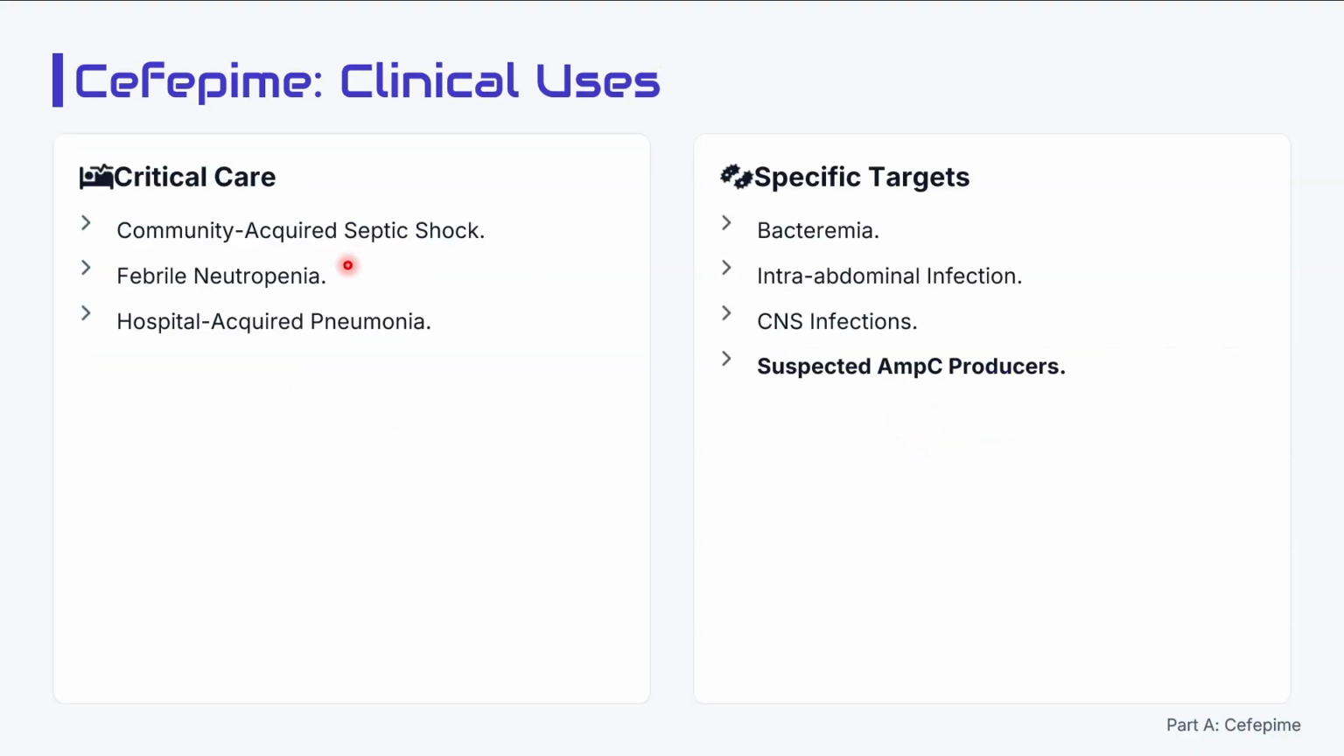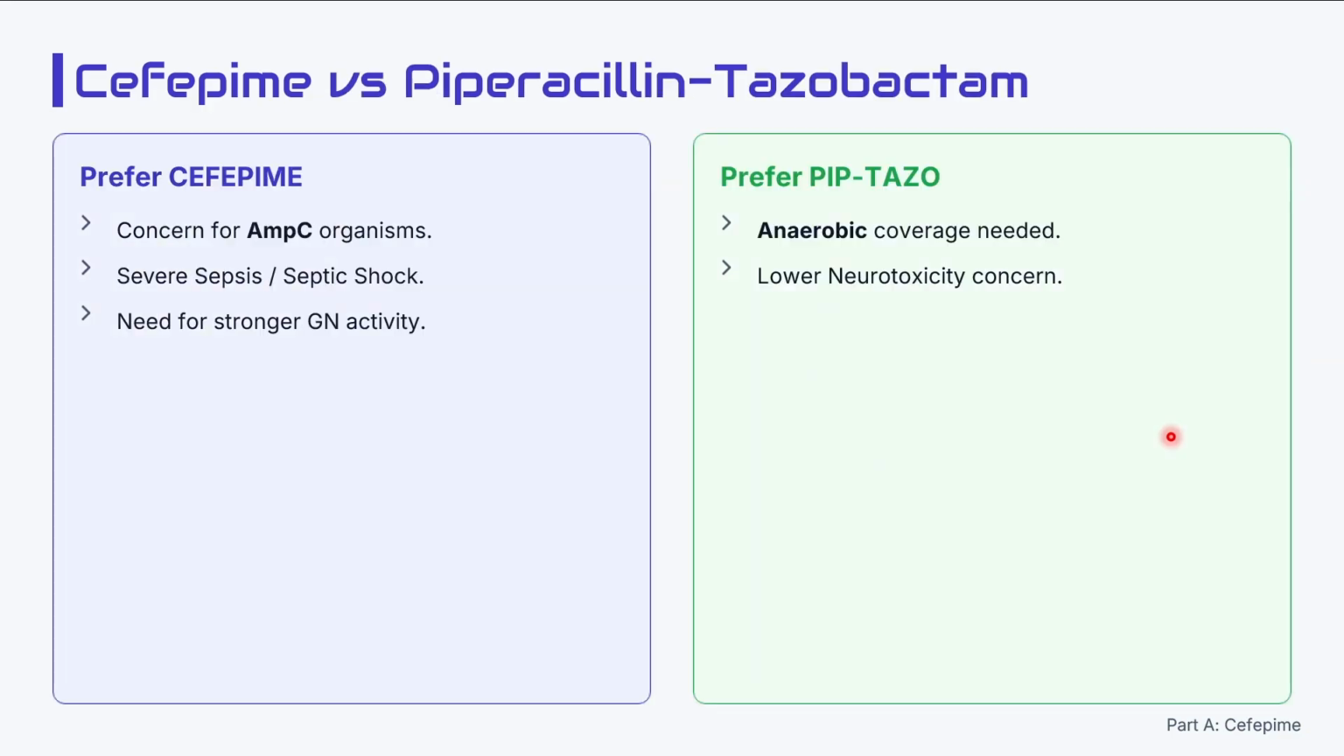Cefepime clinical use is mainly community-acquired septic shock, febrile neutropenia, and hospital-acquired pneumonia. It specifically targets bacteremia, intra-abdominal infection, CNS infections, and suspected AmpC producers. These are the main indications you use Cefepime for. Now this is Piperacillin tazobactam. Prefer Pip-Taz when you need anaerobic coverage or you need a lower neurotoxicity risk. So Pip-Taz is a better drug compared to Cefepime in these aspects.